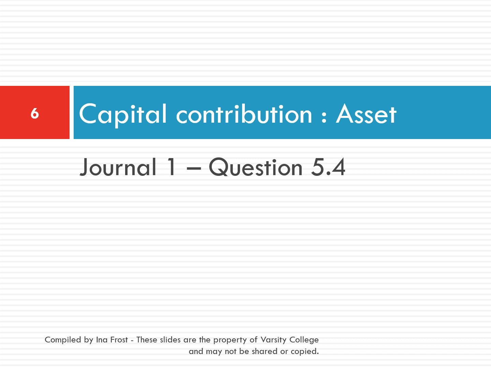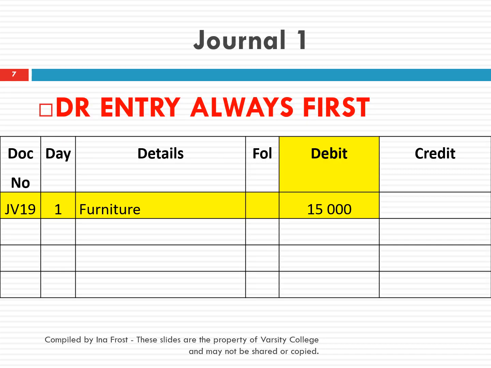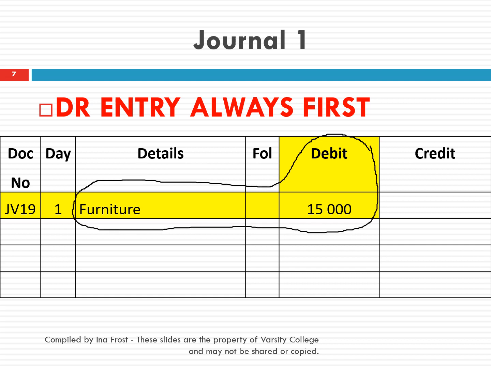So the first entry we're going to look at is where the owner made a contribution, a capital contribution to the business in the form of an asset. In this one, it was furniture that the owner contributed to the business. So when we do a general journal entry, the first thing that we're going to record is the general ledger account that we will debit. So for this particular entry, we are going to debit the furniture account in the general ledger with the amount of the furniture, 15,000 rands.